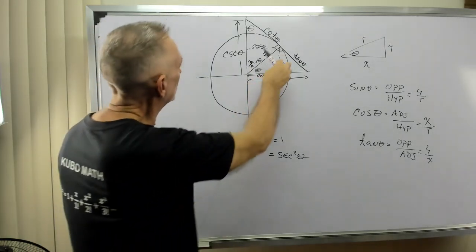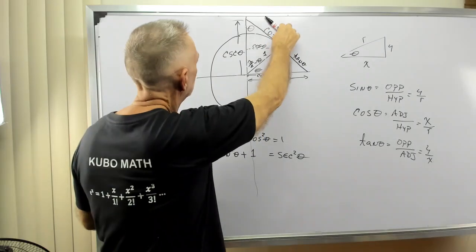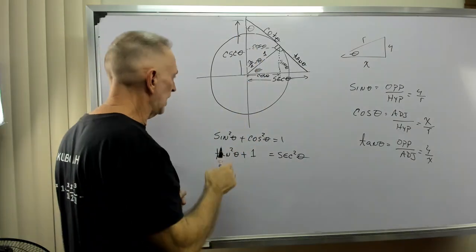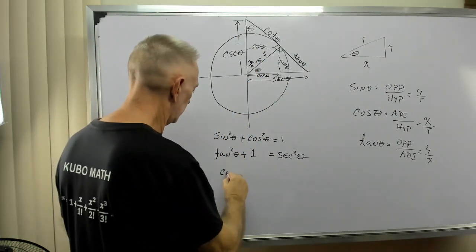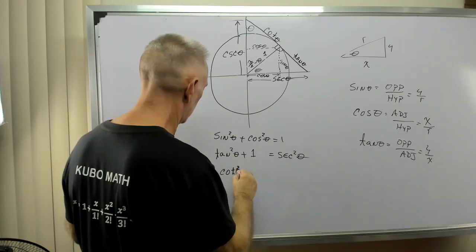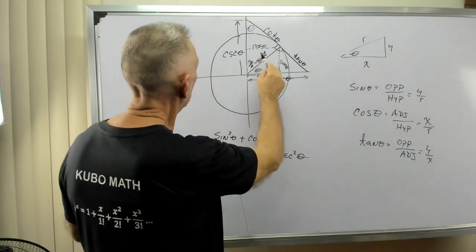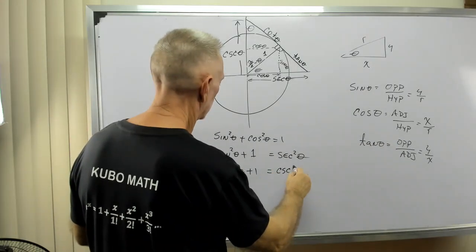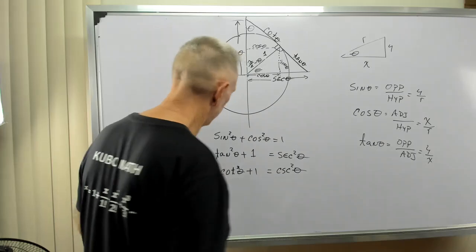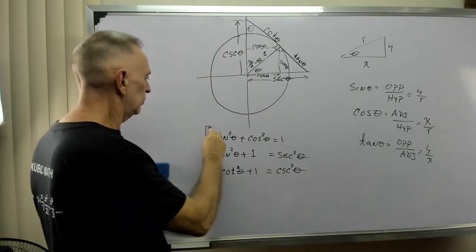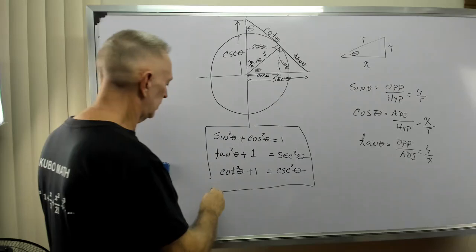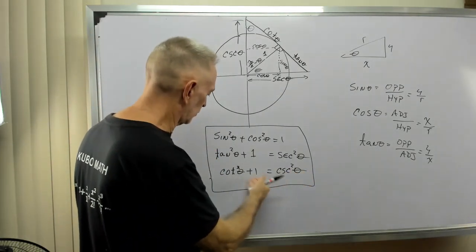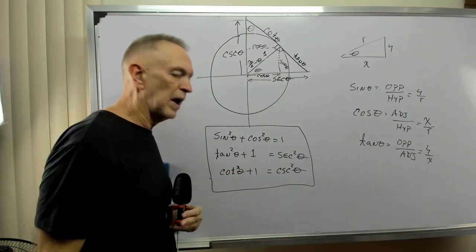Okay, what about one more here? We have cotangent theta, which is the side. 1, that's the side. Cosecant, which is the hypotenuse. So cotangent squared theta plus 1 squared, which is 1, equals cosecant squared theta. Those are 3 identities we use consistently, and obviously cosecant squared minus 1 is cotangent squared, and you can do the math on those.